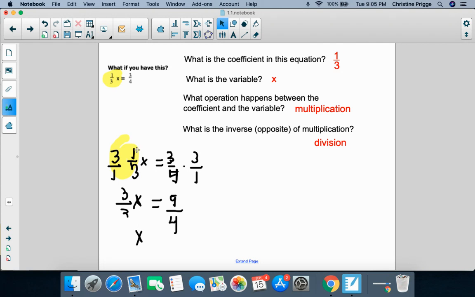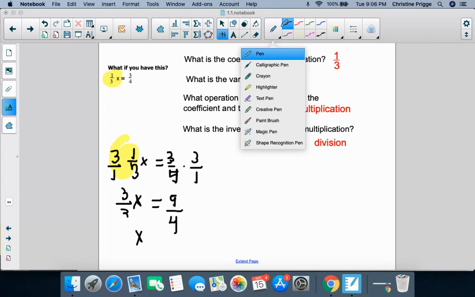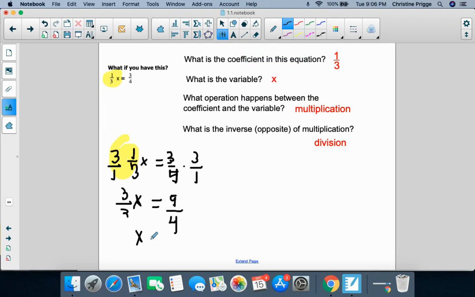So literally back here, when I multiplied my fraction by the reciprocal and did the same thing to the other side of the equation, because what I do to one side, I have to do to the other, I literally created a 1 to multiply my x. And when I multiply anything by 1, it stays the same. So I literally got rid of it. And is my variable isolated now? It absolutely is. So x equals 9/4.